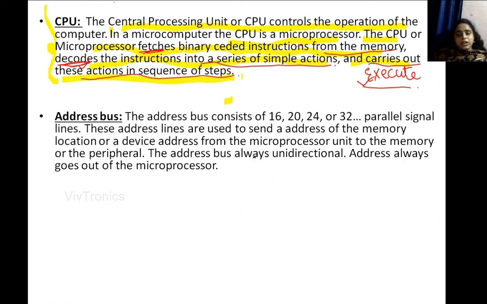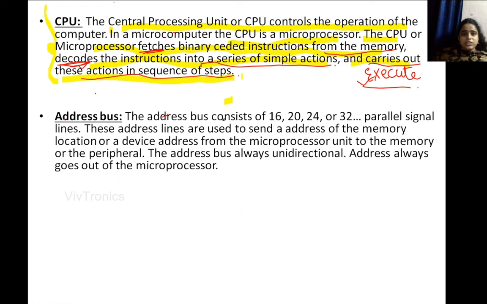Okay, so we are going to see about fetching, decoding and executing in our next sessions. We'll discuss these three in our block diagram of 8086. We have seen the buses: address bus, data bus and control bus. Now, last but not least, we are going to see these types of buses.